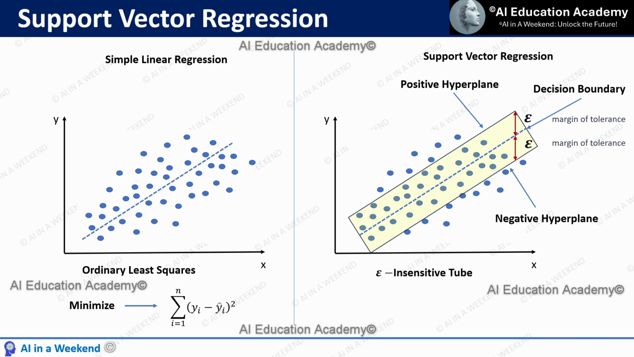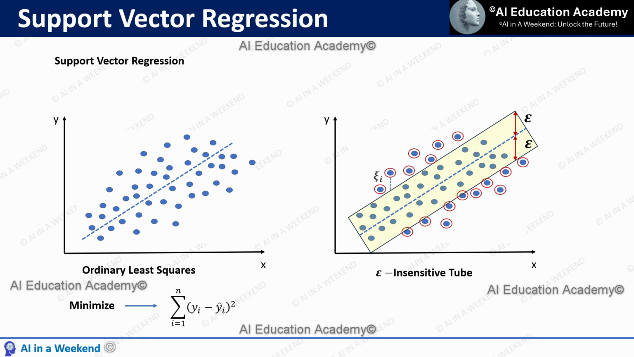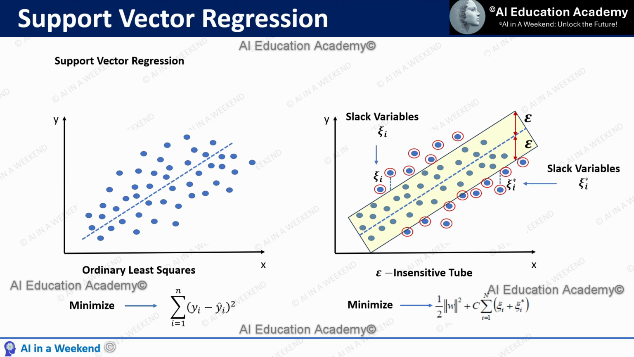Why is it called support vector? Support vectors are data points that are closer to the hyperplane and influence the position and orientation of the hyperplane. These support vectors essentially support the regression model, as they play a significant role in determining the position and orientation of the regression line or hyperplane.